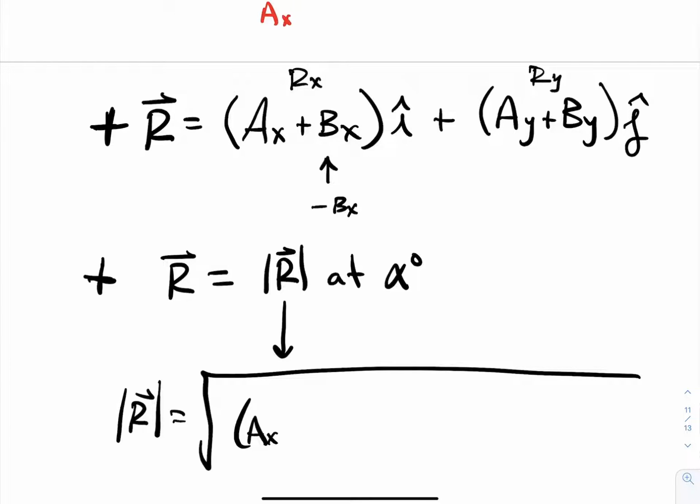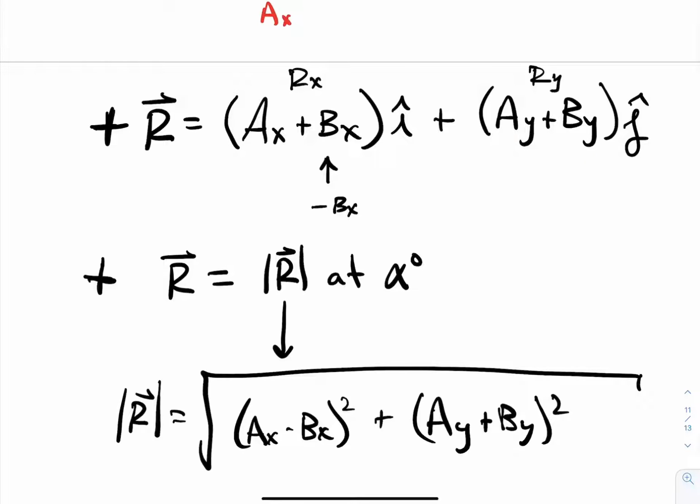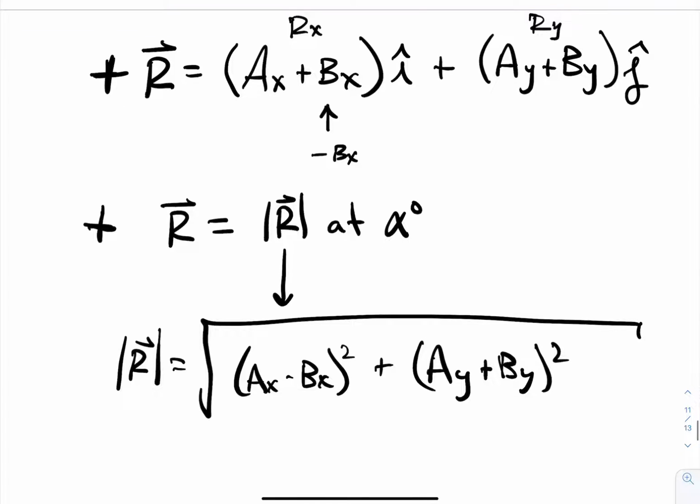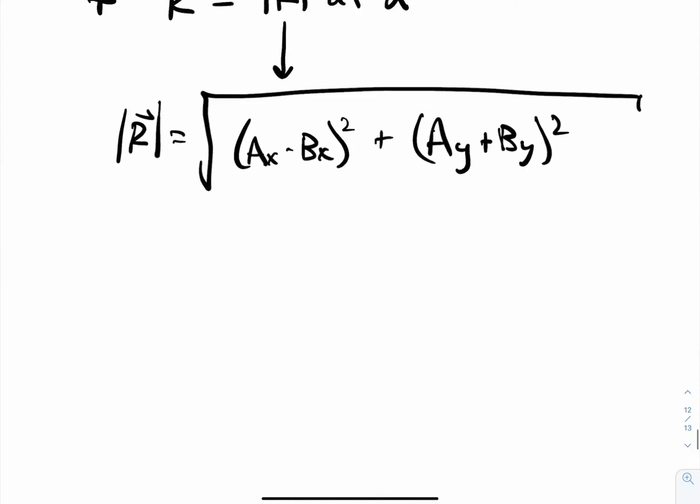Ax minus bx squared plus ay plus by squared. So that's a little bit of vector review, adding and subtracting vectors. But that really gave way as soon as we started talking about Pythagorean theorem and breaking A into its x and y components. What we need to talk about next is some trigonometry.